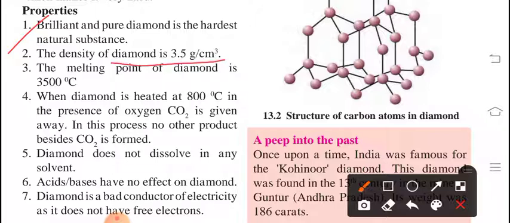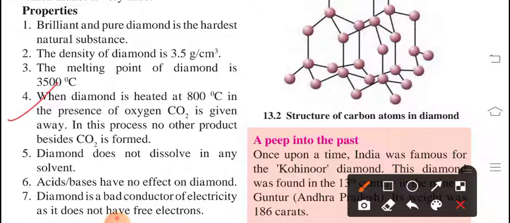This type of question can come in exam as MCQs. What is the density of diamond? You should know the density of diamond is 3.5 gram per centimeter cube. The melting point of diamond is 3500 degrees Celsius, because it is very hard.